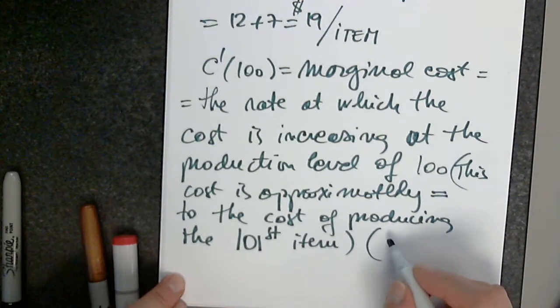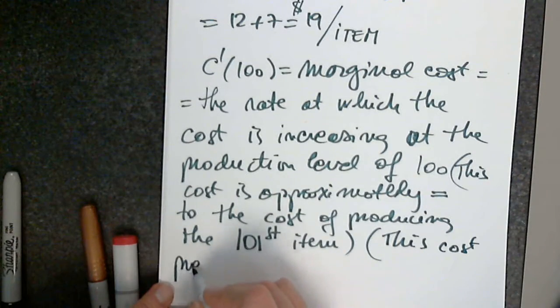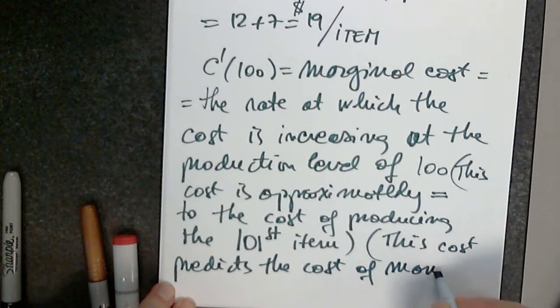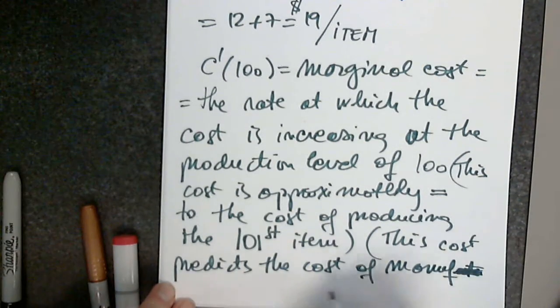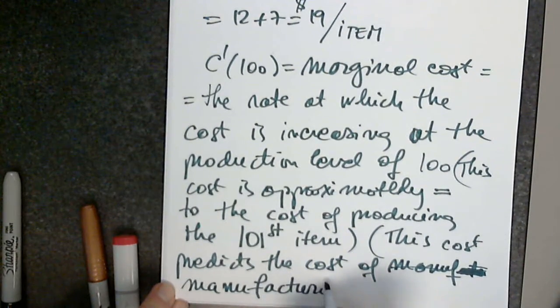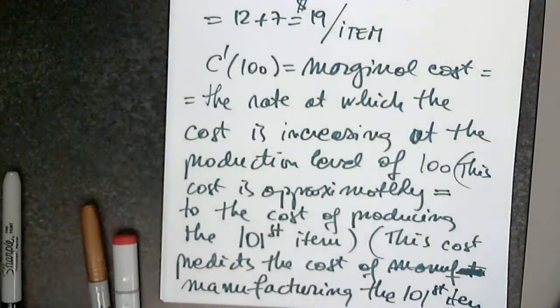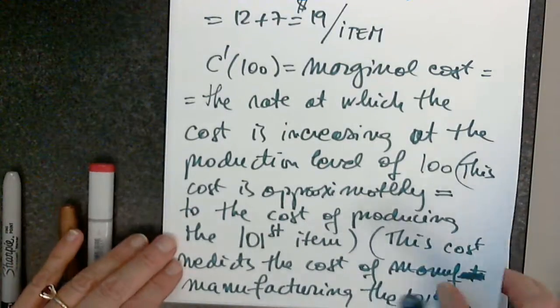You can also write this cost of 19 per item. This cost predicts the cost of manufacturing, let me erase the whole thing, the 101st item. Here's the next question. Compare C prime of 100, which is just this, with the cost of producing the 101st item. So that's part B.